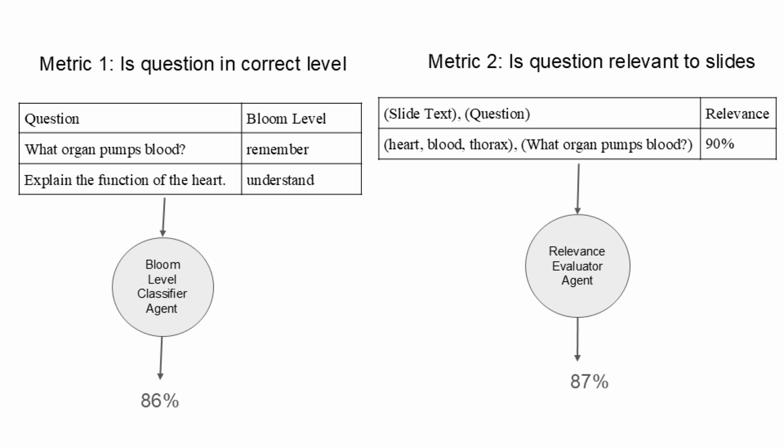We also want the question to be highly relevant to our slides. For this, we create a data set with the slide text, and we use weekly quiz questions from that anatomy course and associate them, giving those questions a high relevance since the instructor created them. Then we create examples that have low relevance and are completely irrelevant. Similarly, we create a relevance evaluator agent that takes the slide text in question and gives us a relevance score out of 100. It agrees with our data set 87% of the time.